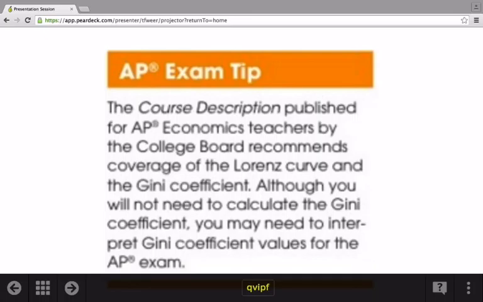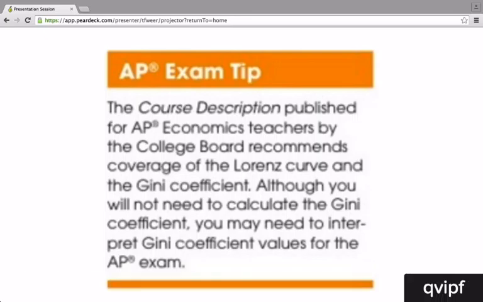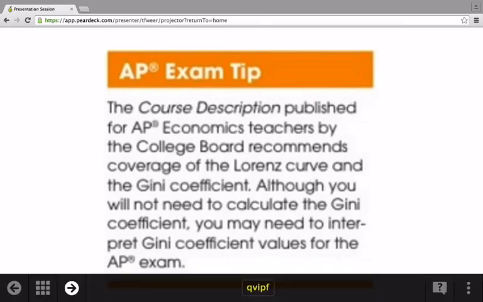Now, the course description for this course recommends that you know the Lorenz curve and the Gini coefficient. You will not have to calculate the Gini coefficient on the exam, but you may need to interpret Gini coefficient values for the AP exam and what they mean, or to be able to interpret the Lorenz curve and what it means, particularly on a multiple choice question. So make sure that you familiarize yourself with these two measures, the Lorenz curve and the Gini coefficient.